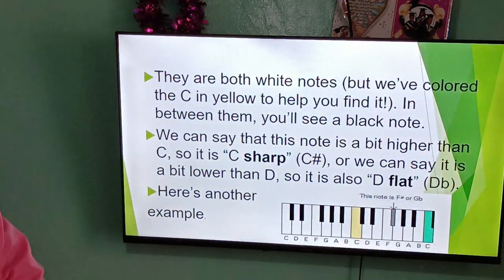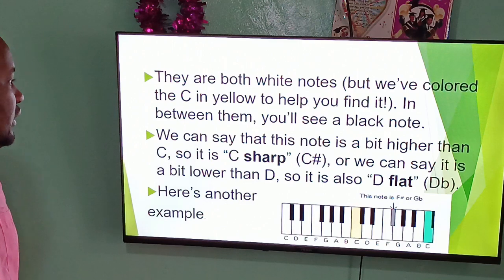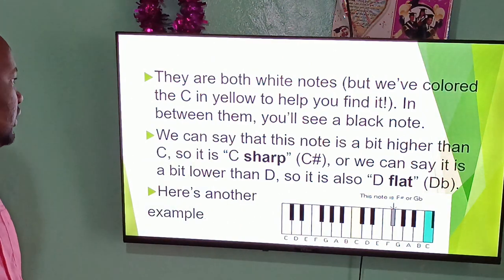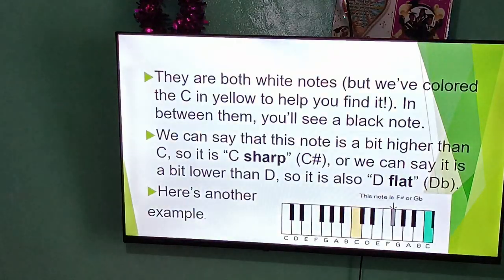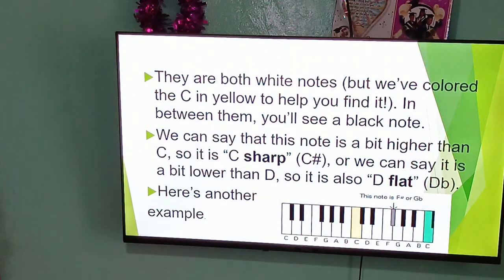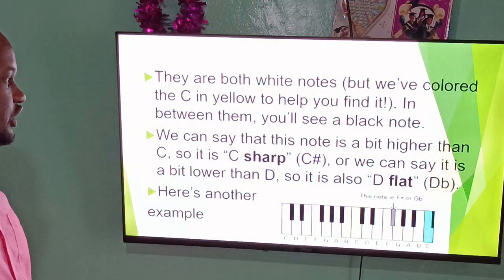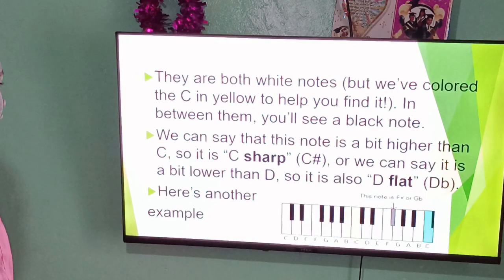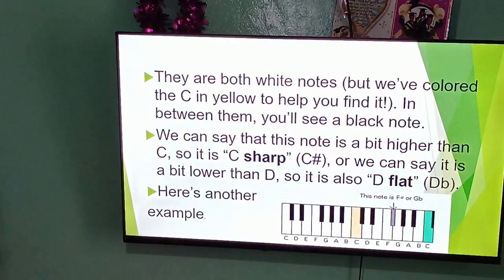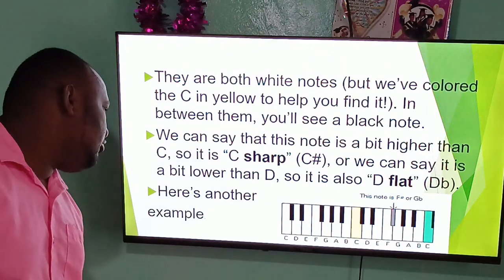They are both white notes, but we have colored the C in yellow to help you find it. Between them, you will find a black note. We can see that this note is a bit higher than C, so it is C sharp. Or we can say it is a bit lower than D, so it's D flat.